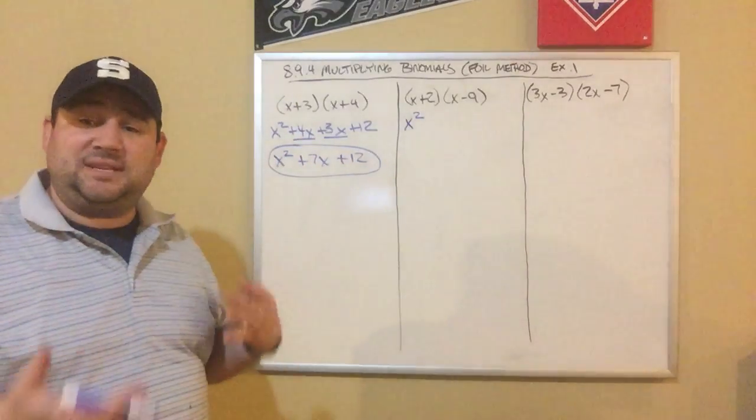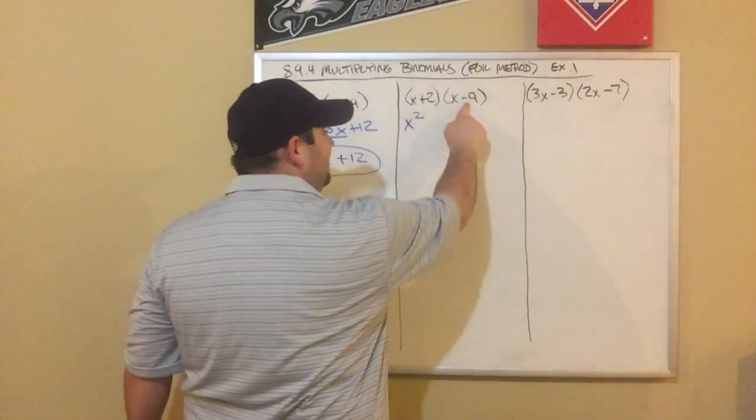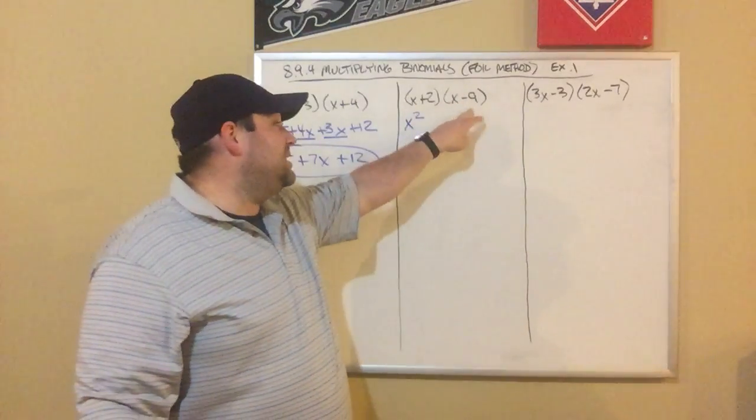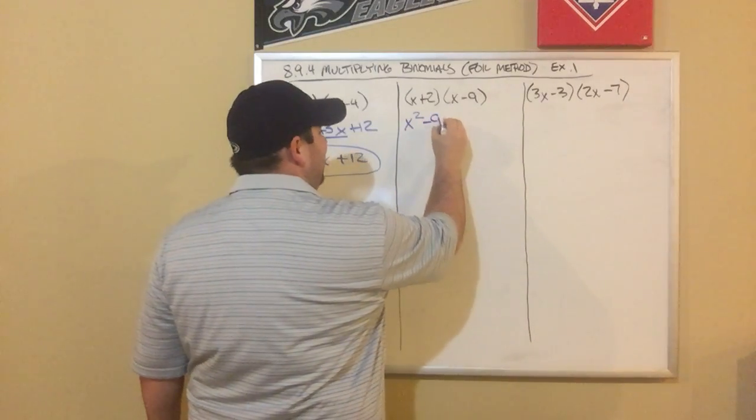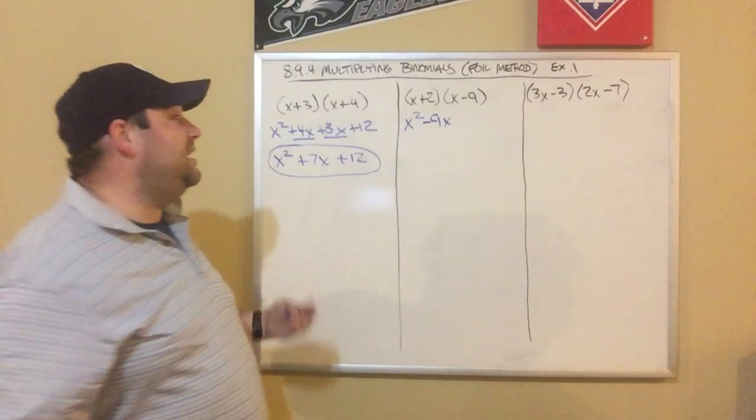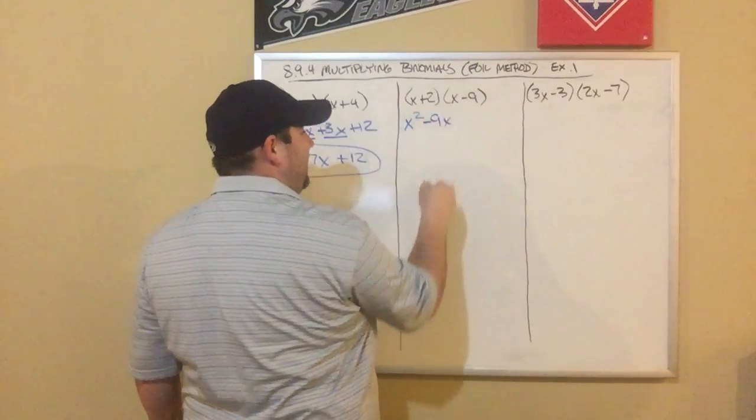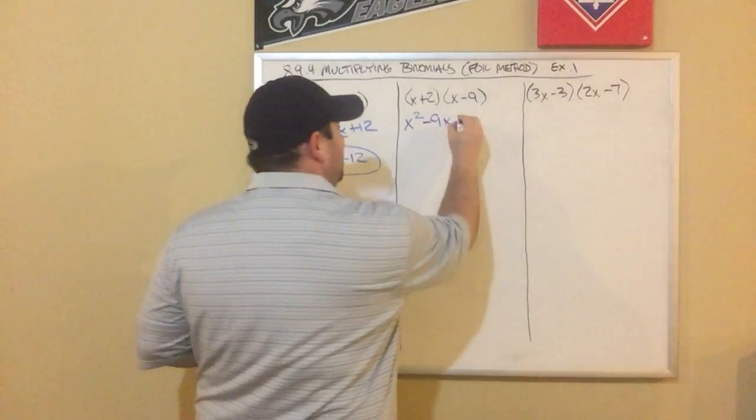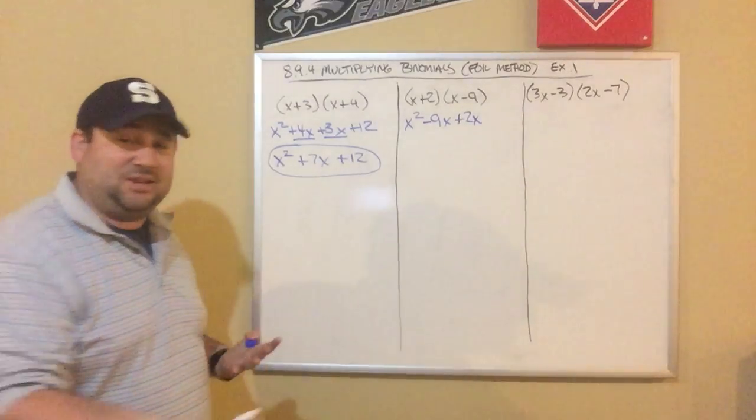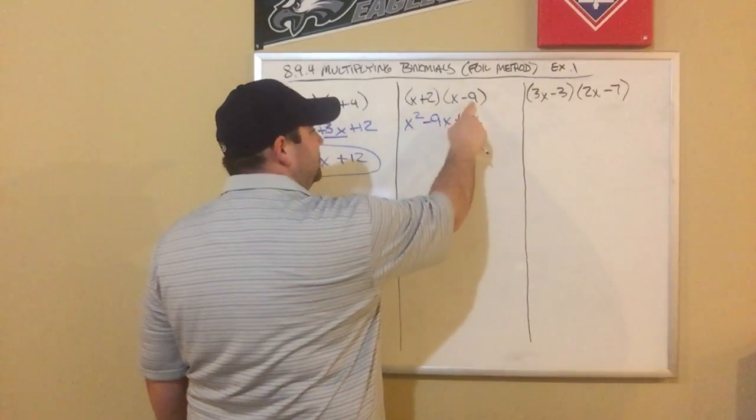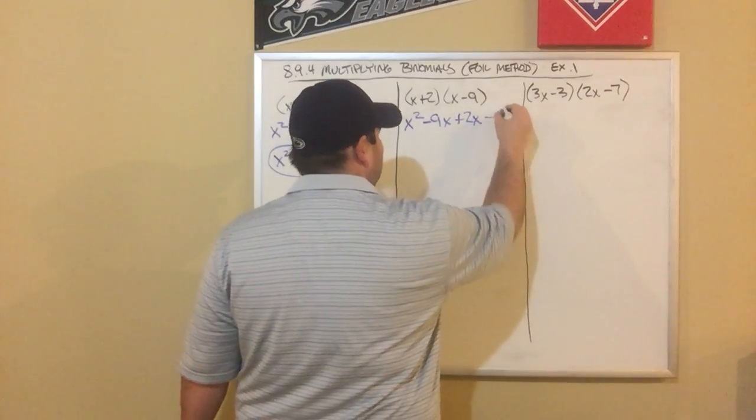Next is O. O stands for outer. I multiply the outside terms in each set of parentheses. X times, now this is where that sign matters. You need to think of that as a negative 9. X times negative 9 is going to be negative 9x, so I put minus 9x. Then I stands for inner. I multiply the inside terms. Positive 2 times x would be positive 2x, so I'm going to put plus 2x. And then finally, I'm going to do L. L stands for last, the last terms in each set of parentheses. Positive 2 times negative 9 is negative 18, so I'm going to put minus 18.